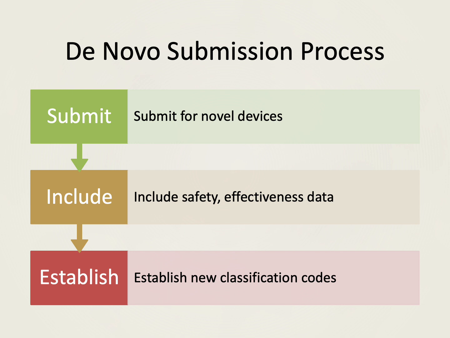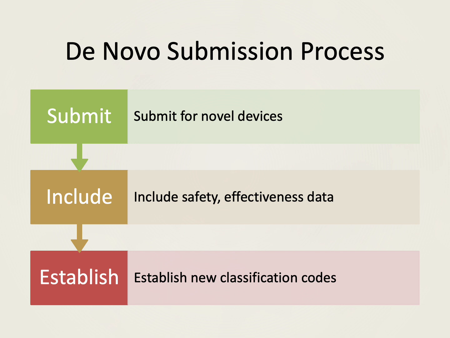De novo is for novel low to moderate risk devices without predicates, like OsteoDetect. Manufacturers submit safety and effectiveness data to establish a new classification, enabling market entry and future 510(k) predicates. For example, Apple Watch's ECG feature used de novo to create a new classification. Ethical considerations include accurate data and patient safety prioritization.